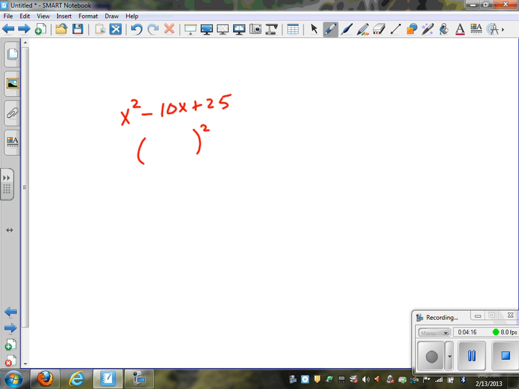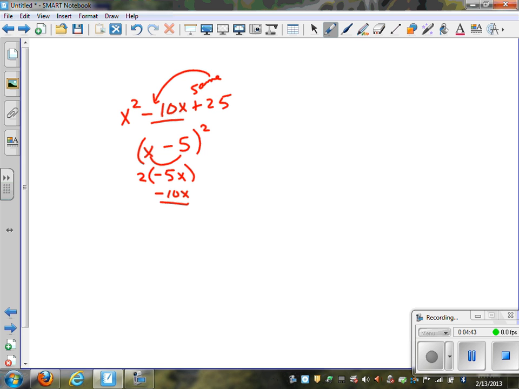What are you squaring to get x squared? x. What are you squaring to get 25? 5. What do your signs have to be if this is plus? They've got to be the same, they're both going to be minus. Now this is how you're going to check your middle term. You multiply them together, negative 5 times x, and double it. That gives you negative 10x. Is that the same as that? There you have it.